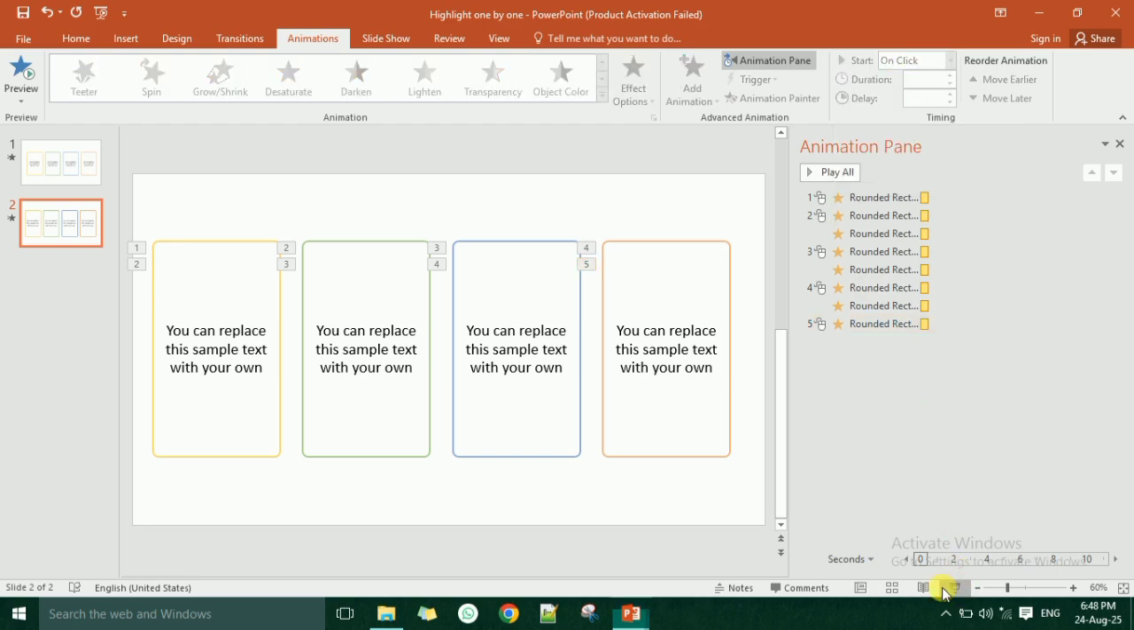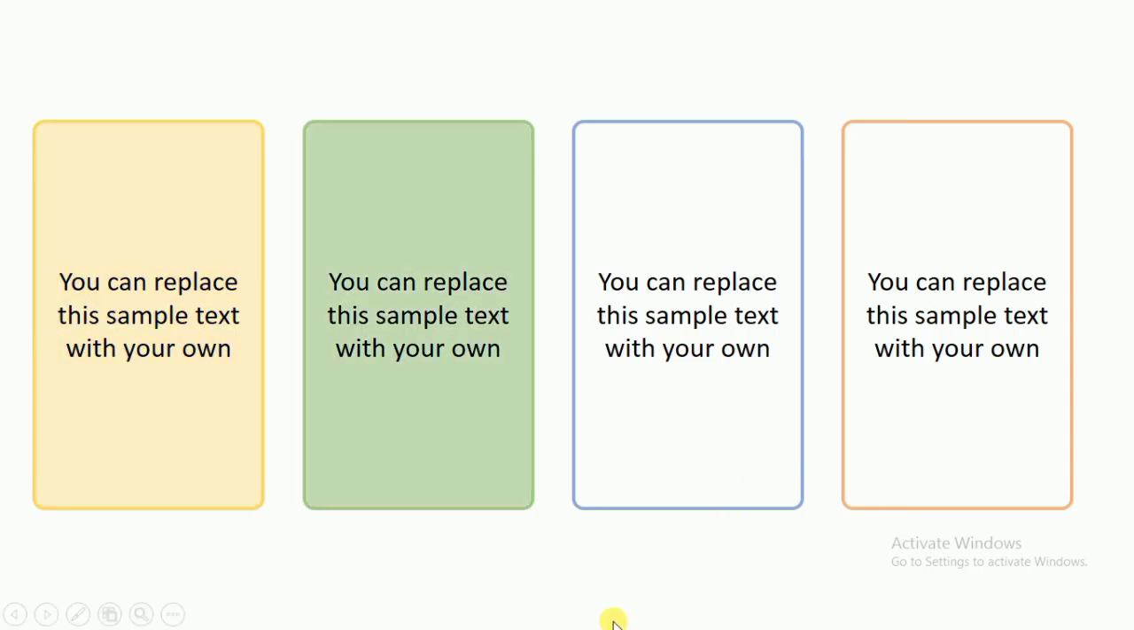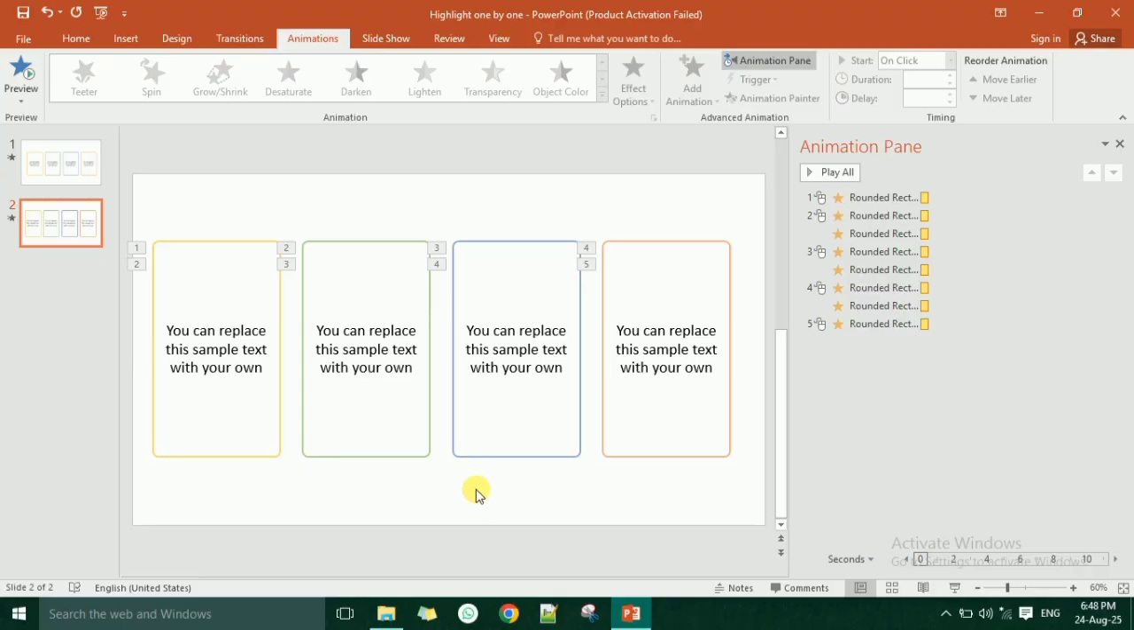Now let me show you the slide. First click, second click, third, fourth and last. So our slide has regained its original formatting. In this way you can create this engaging PowerPoint slide.